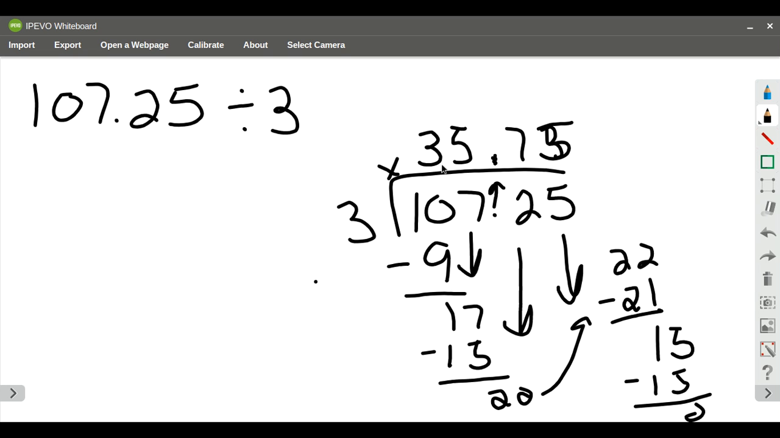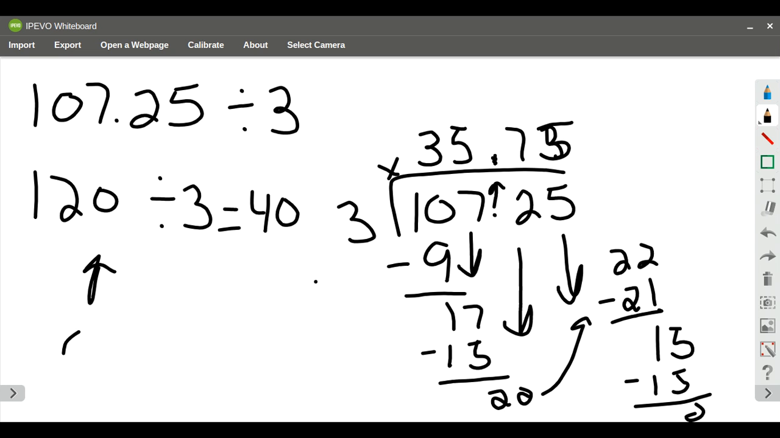Okay. We could check our answer for reasonableness by using compatible numbers. So I could take 107 and 25, and I am actually going to round that to 120 because I know that 120 is a multiple of 3, and that leaves me with 40. 35 and 75 hundredths is near 40, so that's my answer. This right here was an overestimate because I rounded up 107 and 25 hundredths to 120.